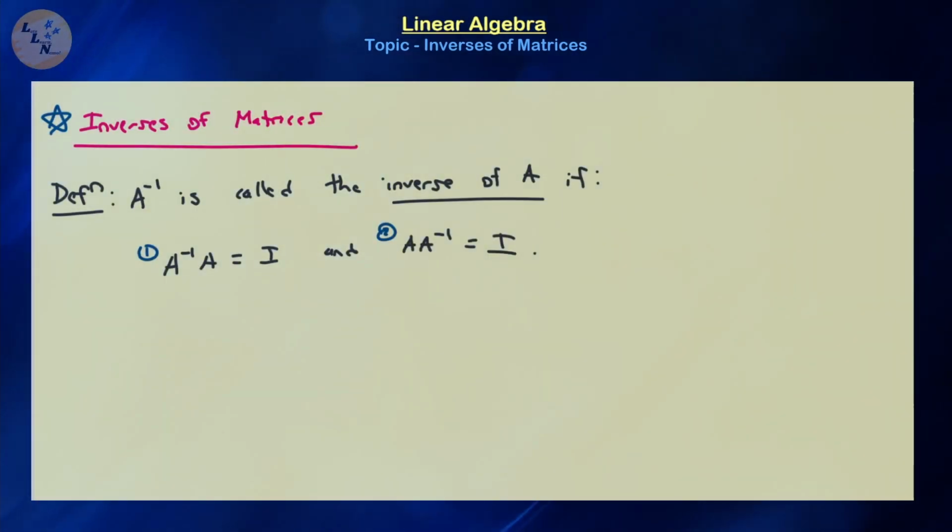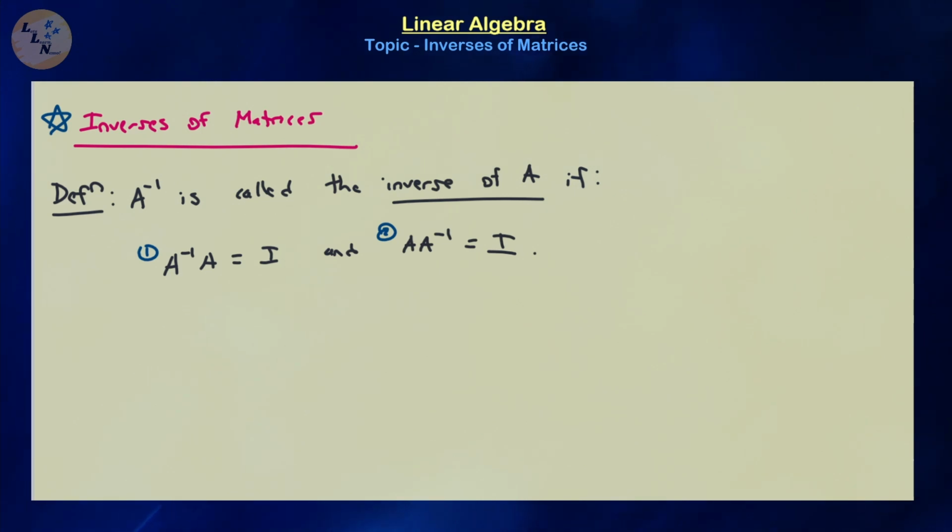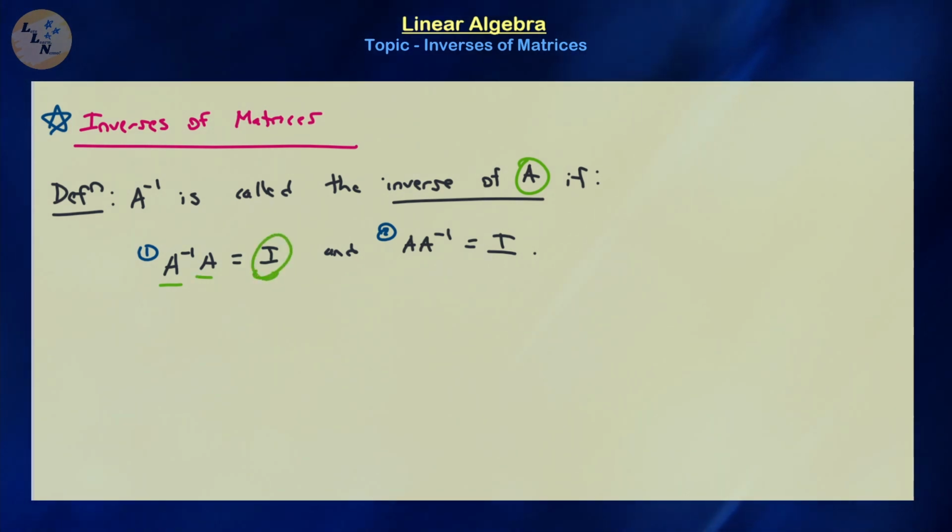Everybody, and welcome back. Today we're going to continue our exploration of matrices and introduce a new concept known as the inverse of a matrix. So we say that A with a -1 up top, which is what we're going to use to denote the inverse of a matrix, is called the inverse of some other matrix A if the product of that inverse matrix times the original matrix is equal to the identity matrix, and the original matrix times the inverse of that matrix is also equal to the identity as well.